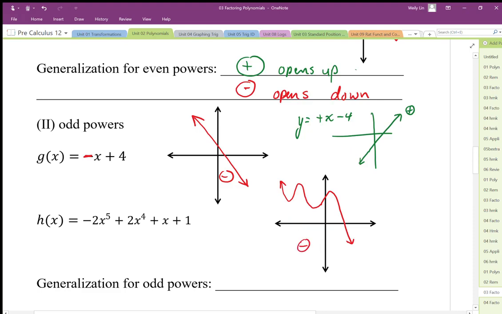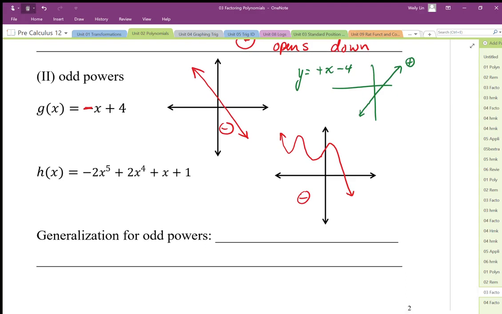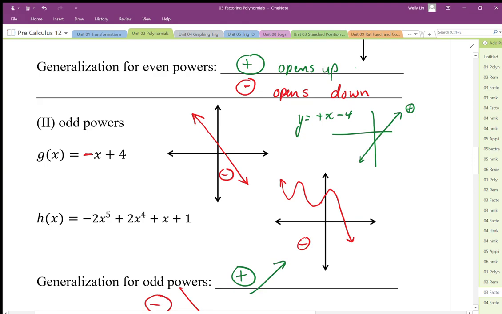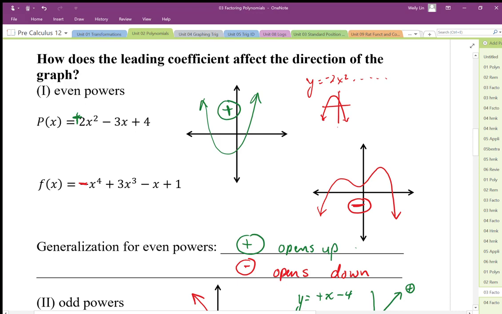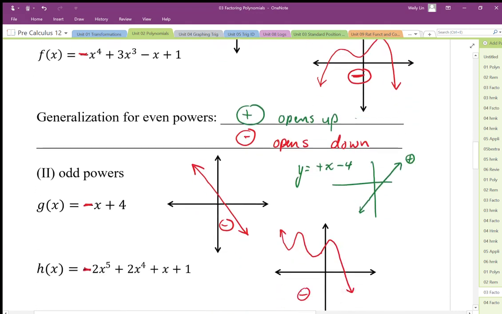So what we can then generalize for odd powers, and not just for linear functions but for all odd functions, so linear, cubic, 5th degree, 7th degree, 9th degree, we can say this. A positive leading coefficient has positive slope. A negative leading coefficient has negative slope, so it trends down like this. And this is an easy generalization we can make because we're just extending the idea that we had for linear functions and slope, and quadratic functions opening up or down. So quadratic goes with even, the linear goes with the odds.